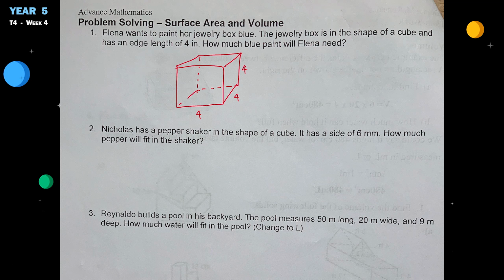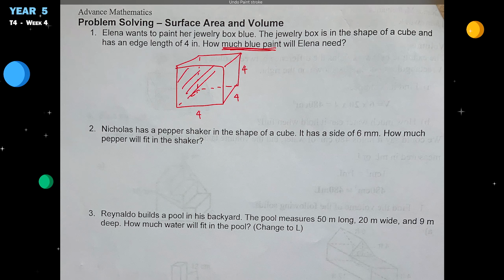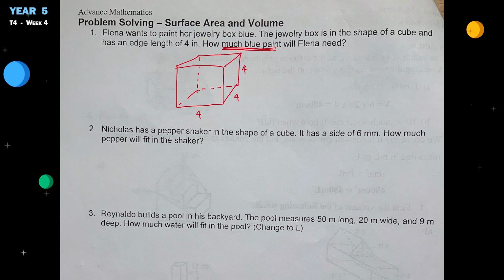So if it says how much blue paint, that means, because the paint only covers the outside, it's not looking for volume, because volume deals with how much space is filled up inside as well. So if you're only talking about the outside, that means you're looking for the surface area. So the question is, what is the surface area of this cube with each side 4 inches?